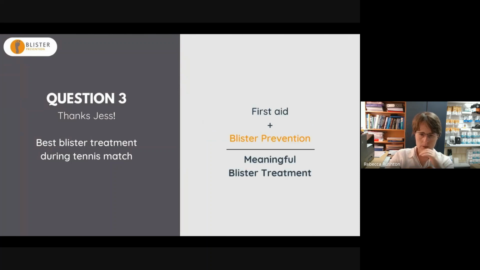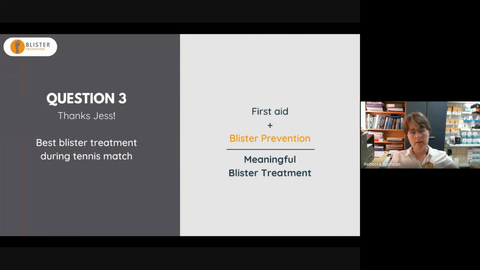And we know that meaningful blister treatment, which is what everyone wants, they don't want just token. Meaningful blister treatment means that the blister will stop hurting, or at least hurting as much, and might even be able to start healing, or at least stop getting worse. And that is when we implement the prevention. So yes, we need to do the first aid. That's the Betadine and the Band-Aid. And the important thing to make it stop hurting and start healing is the blister prevention.